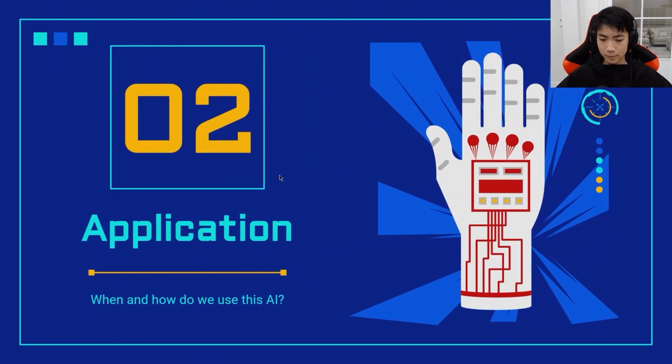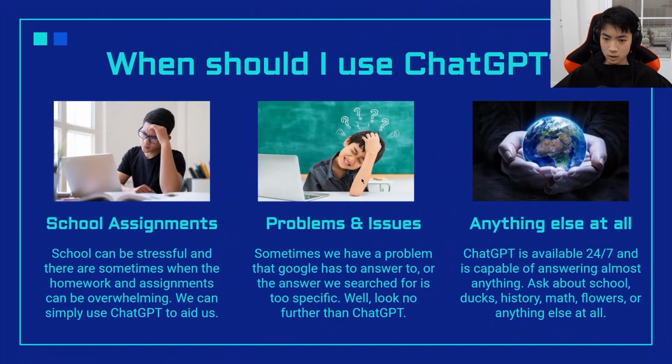So number 2, application. How and when do we use this AI? Basically, when should I use ChatGPT? I'm not going to ask it like, oh, when I wake up, what should I do first, right? That's a bit silly. So when are we going to actually use it? So I asked ChatGPT itself again, when should I use you? And it said school assignments, when you have problems in issue, and really anything else at all. So school assignments, of course, if you're in school or if you're not in school is stressful, right?